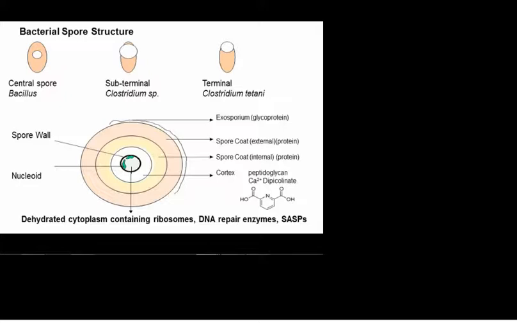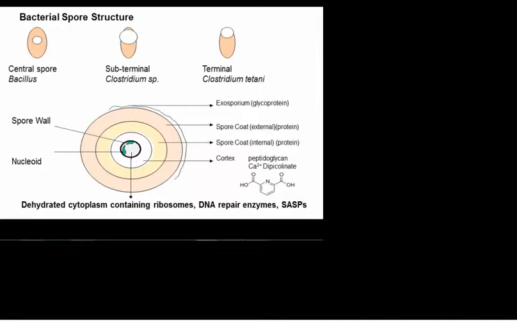And then on the inside, you've got a dehydrated, metabolically inactive bacterial cell. So it's got the DNA, the genome is there. You've got a cytosol with ribosomes, DNA repair enzymes, and SASPs, which are small acid-soluble proteins. These are other proteins for condensing DNA. Acid-soluble means the protein is basic, so it's a highly basic protein. It's condensing the DNA, keeping it in an inactive state.